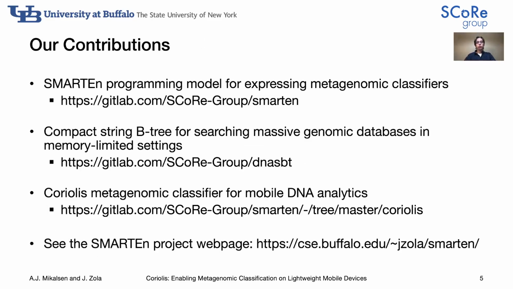To address these issues, we make a few different contributions. The first is SMARTN, which is a programming model for expressing optimized metagenomic classifiers. The second is the compact string B-tree, which is a practical data structure designed for performing exact pattern matching out of core. And the last is Coriolis, which is a metagenomic classifier designed for being deployed in these mobile settings. We prototype these contributions as industry-grade software that's freely available and open source from our project webpage.